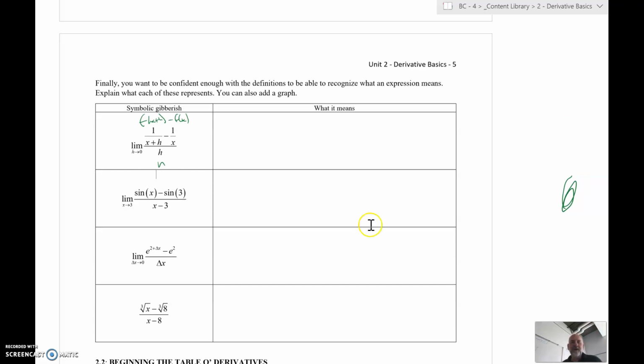This tells me what the function is. The function in this case is 1 over x. So what would this limit find? It means this is the derivative, and it's not at a specific point because it's still just x. So the derivative of f of x equals 1 over x. This limit would find you the derivative of 1 over x.